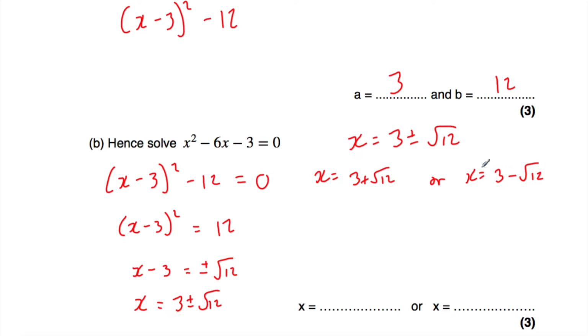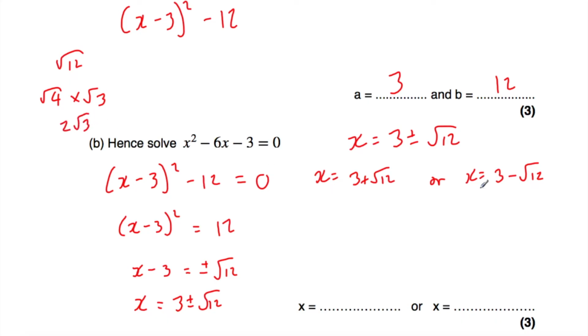But actually, root 12 can be simplified. So root 12, to simplify it, you think, what's the biggest square number that's a factor of 12? That'll be 4. So if you split this up, it'd be root 4 multiplied by root 3, because root 4 times root 3 is root 12. And 4 is a square number, and the square root of 4 is equal to 2, so that'll be 2 root 3.